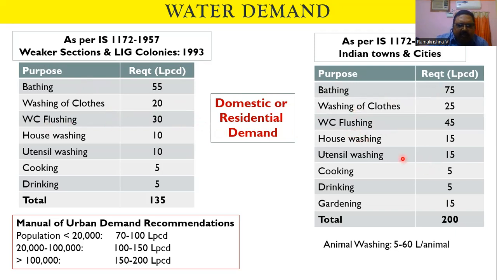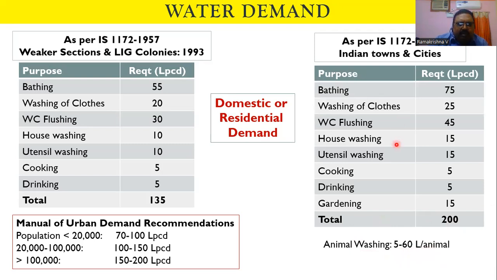So utensil washing also, earlier it was 10, it is now 15. So even dishwashing also has come. Like that, a number of options have come. And more importantly, gardening has become another activity. That's why it is also included to make it 200. Animal washing is also considered, at 5 to 60 liters per animal.